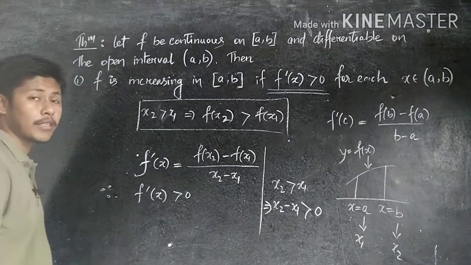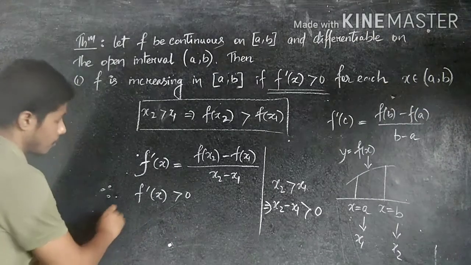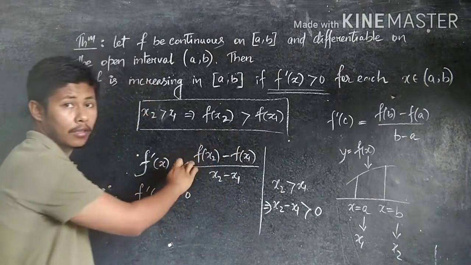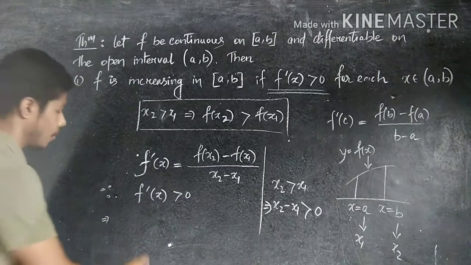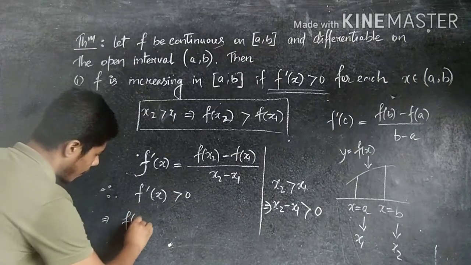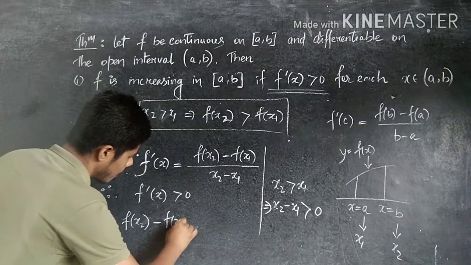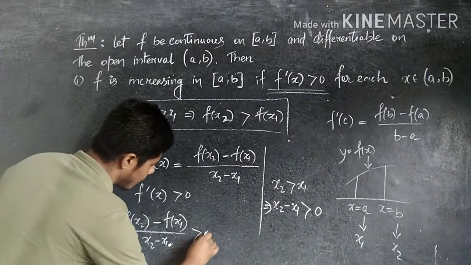f dash of x is greater than 0. So if f dash of x is greater than 0, that means f dash of x, equal to this part, is also greater than 0. So what do we get here? f of x2 minus f of x1 divided by x2 minus x1 is greater than 0.